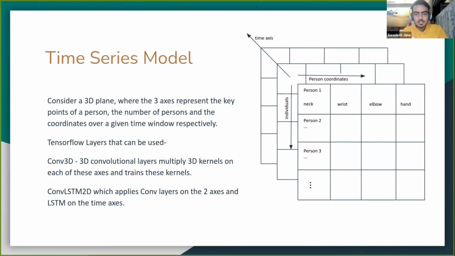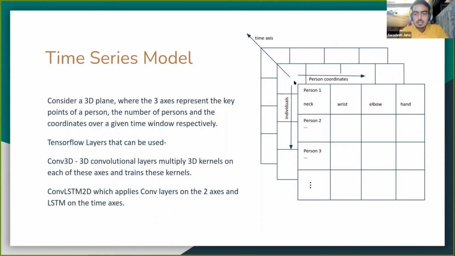So I will try to explain it as simply as possible, because I know that some of the audience are not well versed in computer science. What I'm trying to do is get the key points. Now I arrange them such that, say, this is person one's key points: neck, wrist, elbow, hand. Then we have the key points for person two, then person three, and so on. Say this is one frame, the 101st frame. Then this is the 102nd frame, and this is the 103rd frame. That's how I'm arranging these frames.